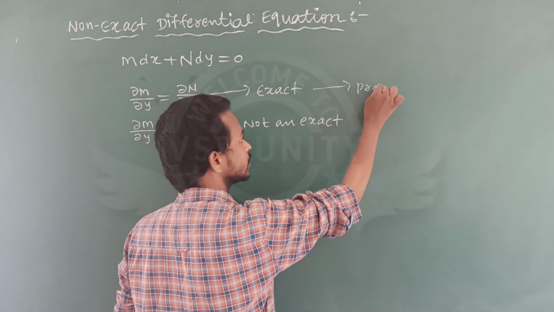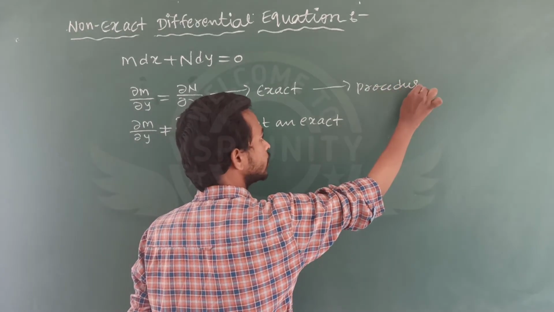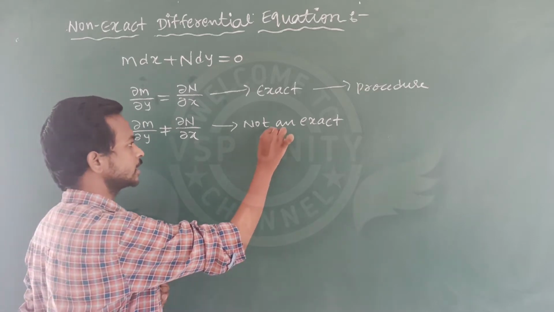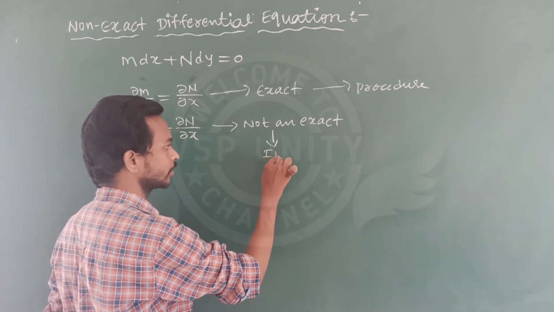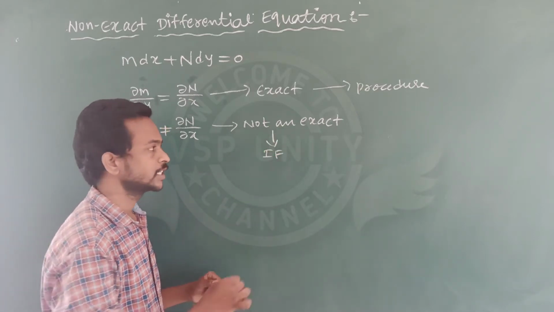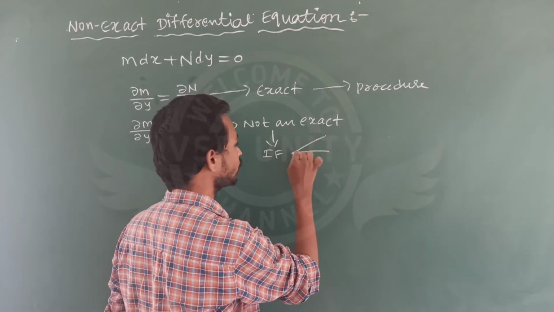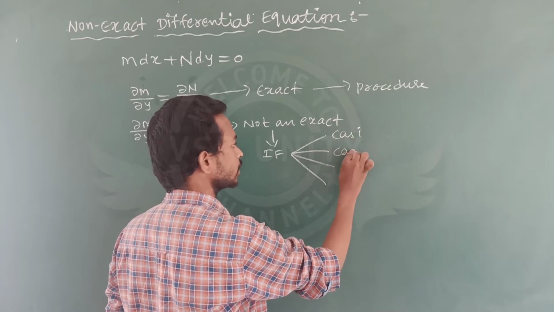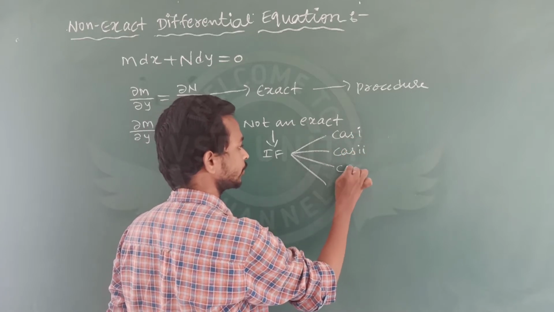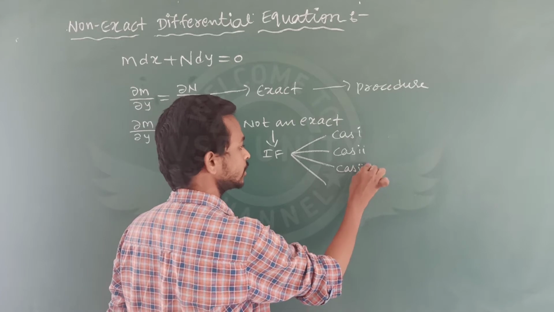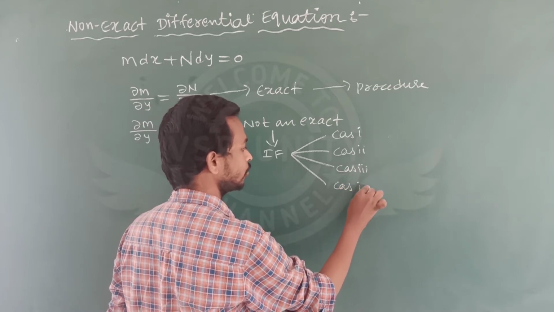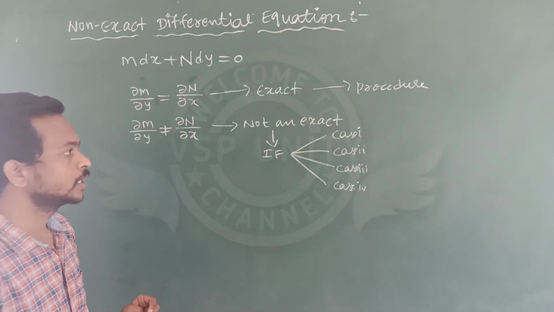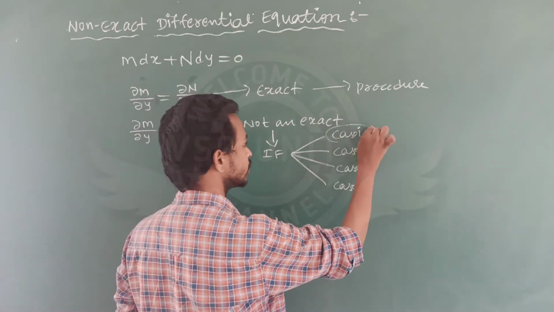In previous session I explained this procedure. If it is not an exact, we have to find an integrating factor. For finding this integrating factor, we have 4 types of cases. Right? We have 4 types of cases. In that, we will see now the first case.